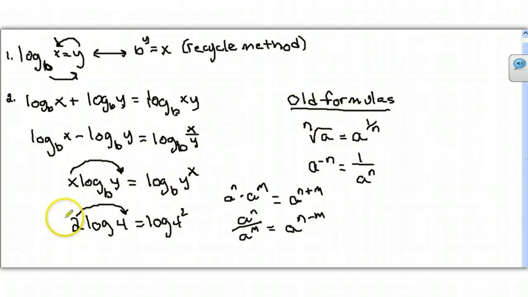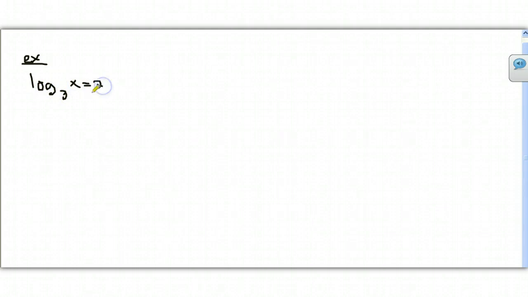So let me pause it right quick. Go through each section. So the first section, the examples look like this. They want you to take a logarithm. So they've got log base 3 of x is equal to 2. And they want you to change this to an exponential.